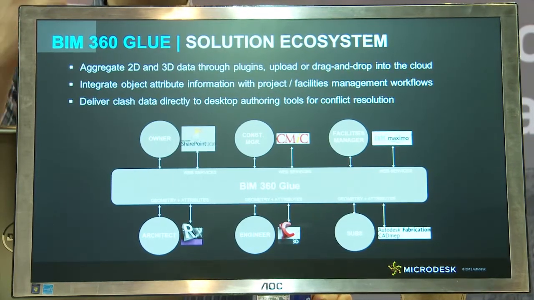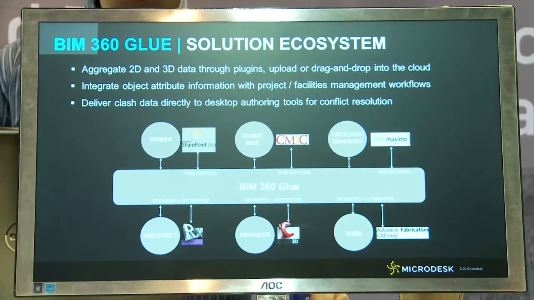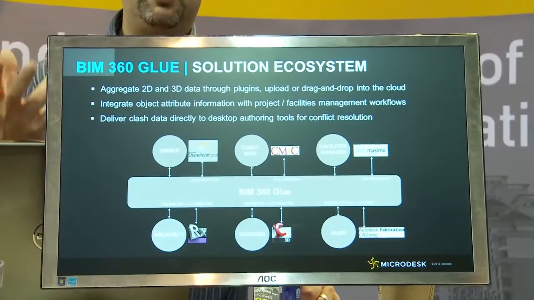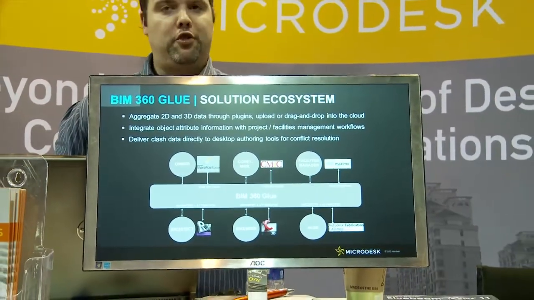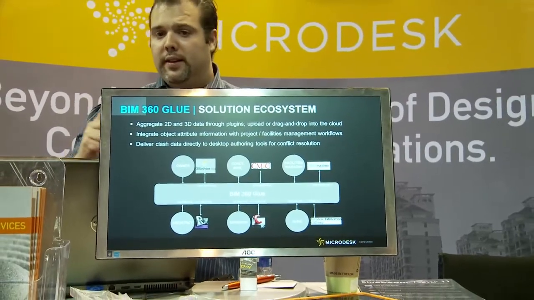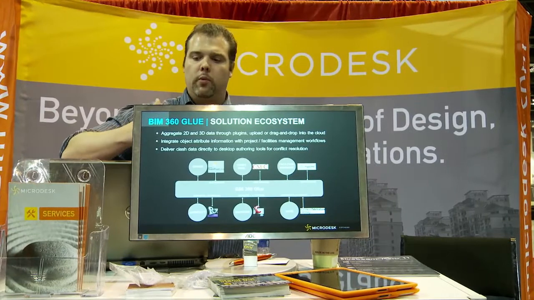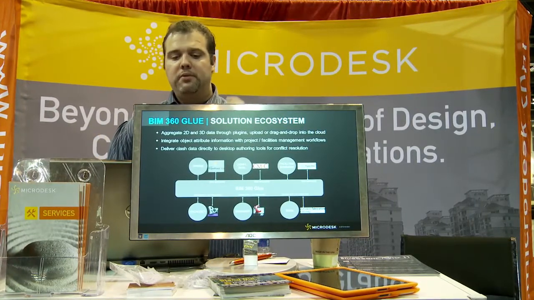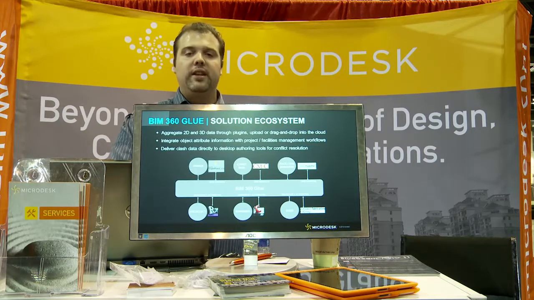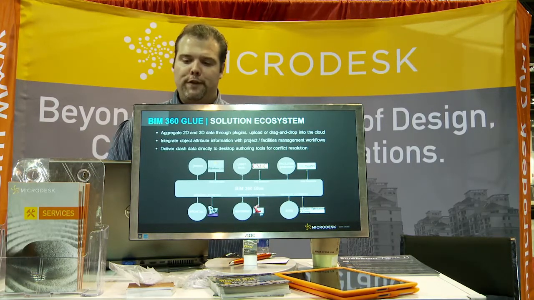It integrates the 2D and 3D data through different plugins, some built directly into applications like Navisworks, or sometimes it's just going through the web-based application, which I'm going to show you in just a second, and dragging and dropping into the cloud. What's cool is that you have access to it online and offline, so you can take that whole model with you and look at it in the field if you need to. You can also integrate object attribute information, so you can look at things in the field and actually relate to what you're looking at. And for facility management workflow, that fits very well.